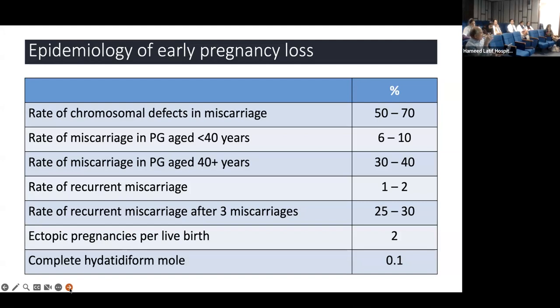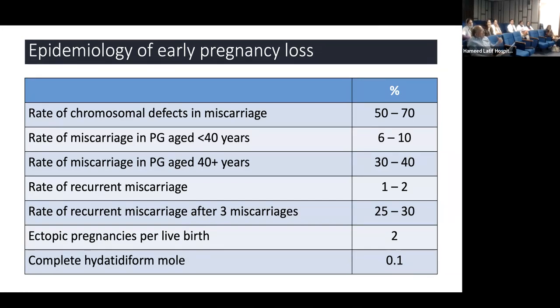And then recurrent miscarriage, that's a topic in itself. We'll talk about that later on. But 1 to 2% of patients overall will have recurrent miscarriages. The definition is that if there have been three consecutive miscarriages, we call it recurrent miscarriage. Even after three miscarriages, the chance of a pregnancy going to term will be more than, say, 65 to 70%. That's a high percentage.